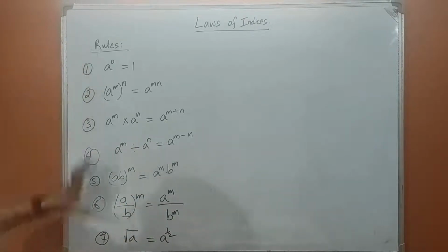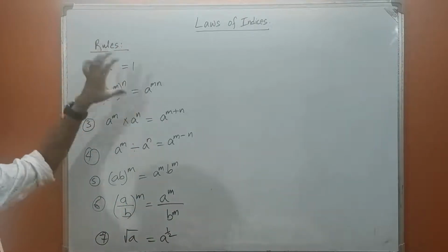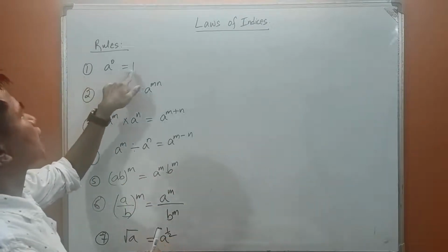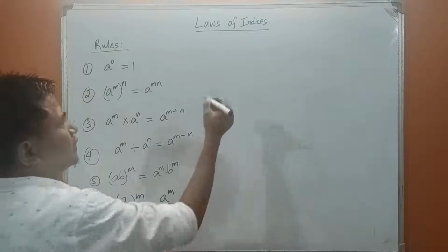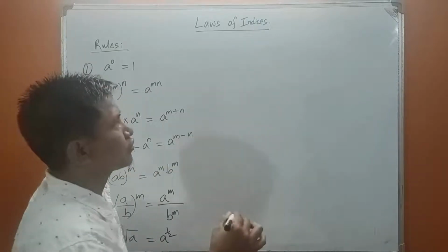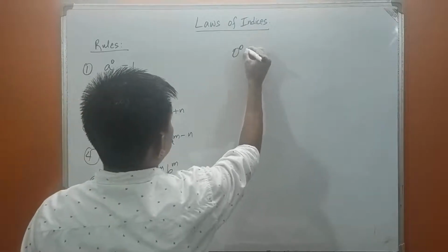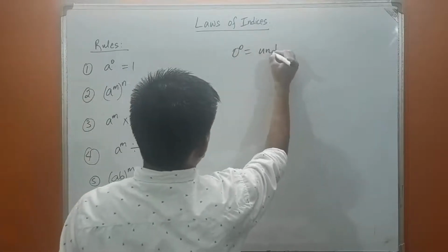Now, take the screenshot of this. I'll explain one by one. Here we have a to the power 0 equals 1, which means anything to the power 0 equals 1 except 0. 0 to the power 0 is undefined.